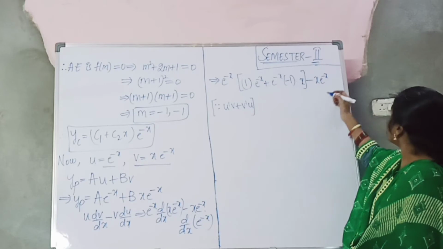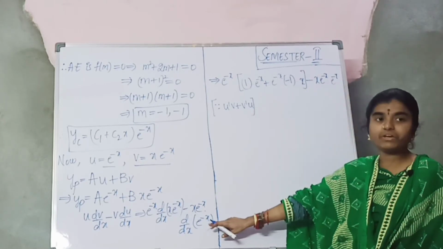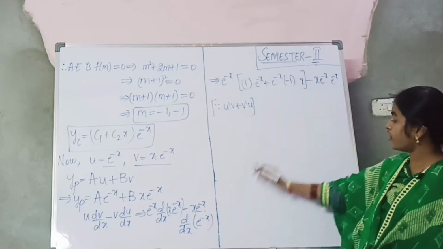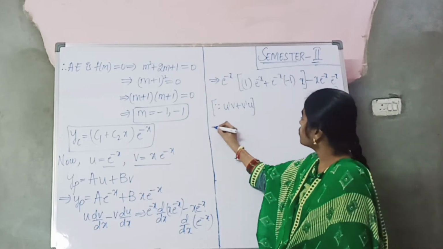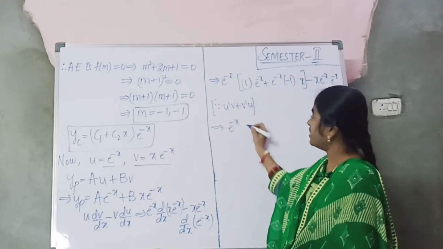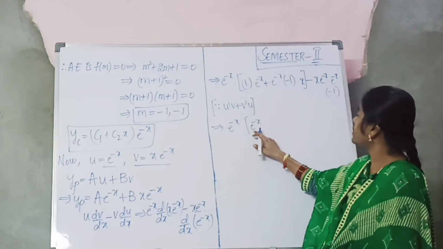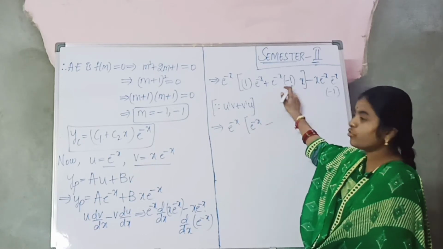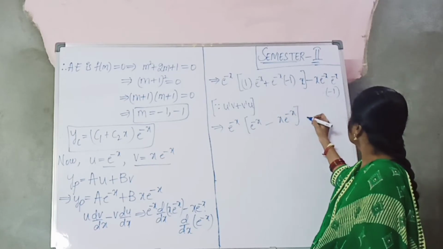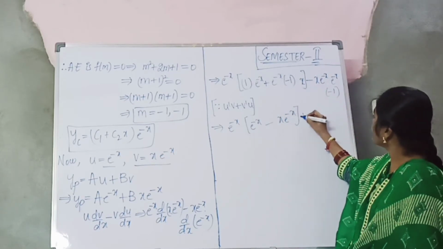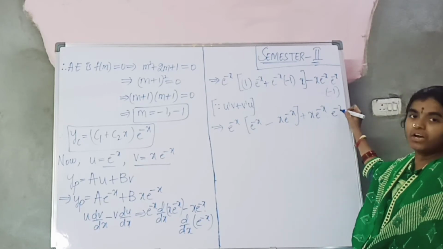Differentiation of e power minus x is e power minus x, and we have to do the inner derivative of minus x, which is minus 1. So here we get 1 into e power minus x, e power minus x, plus minus x into e power minus x into minus 1. Minus into minus is plus. So we get x into e power minus x into e power minus x.